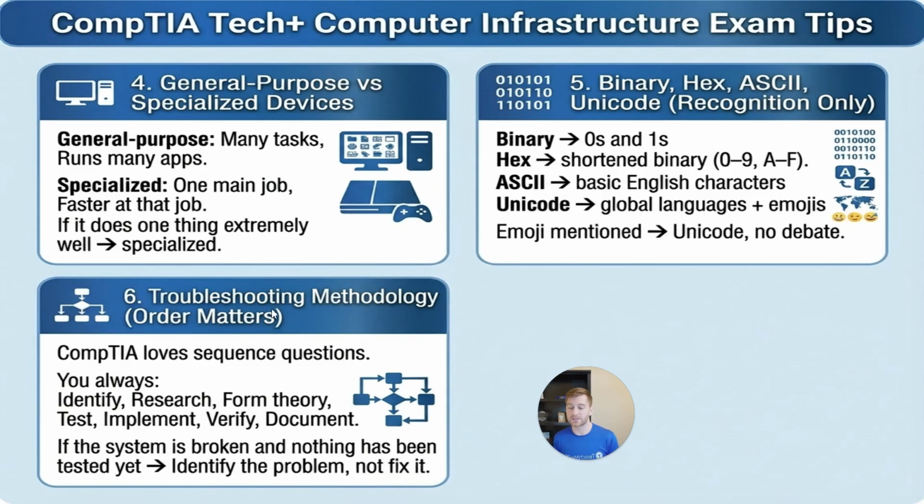The last one here, 6, is troubleshooting methodology or troubleshooting. So CompTIA is going to throw out questions on troubleshooting. They're not going to be complex. Don't worry. Just understand the 7 steps of troubleshooting: identifying, researching, forming a theory, testing that theory, implementing that fix, verifying that the fix is working, and then documenting that fix.